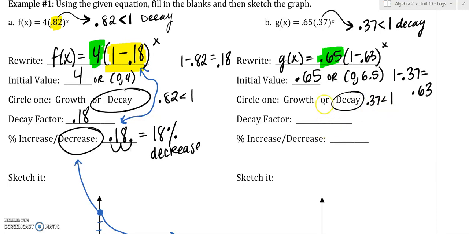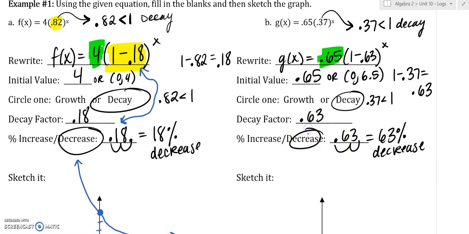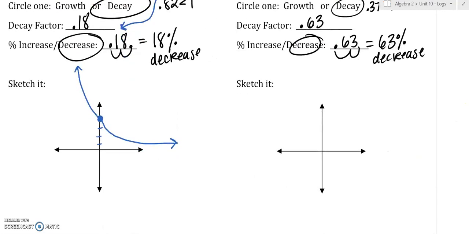The decay factor is whatever you used in the rewrite. So in the rewrite, we use 0.63. So that's your decay factor. How do you turn that to a percentage? You take that decimal, you move it 2 times over, you get 63%, and then label this as a decrease because this is a decay. So it's going down, decreasing at a rate of 63%. So it's really kind of going down fast.